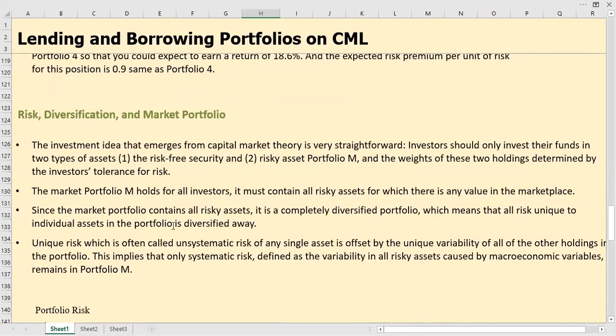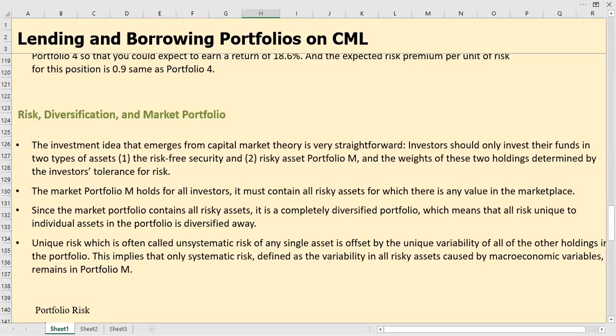Since the market portfolio contains all the risky assets, as I said, it is a completely diversified portfolio, which means all risk unique to the individual asset is already diversified when you are creating a portfolio with all the investments in the market, right? So that is the main idea. In theory, you can diversify all the risk that you can diversify when it comes to the market portfolio, right?